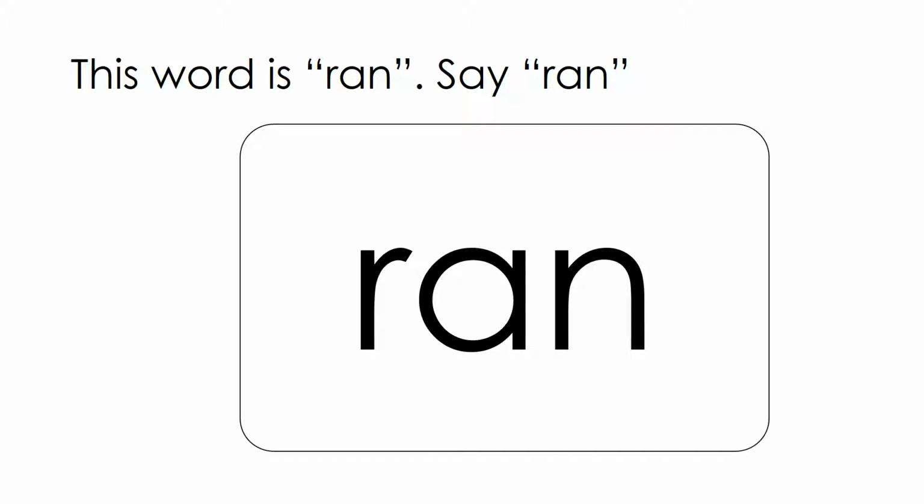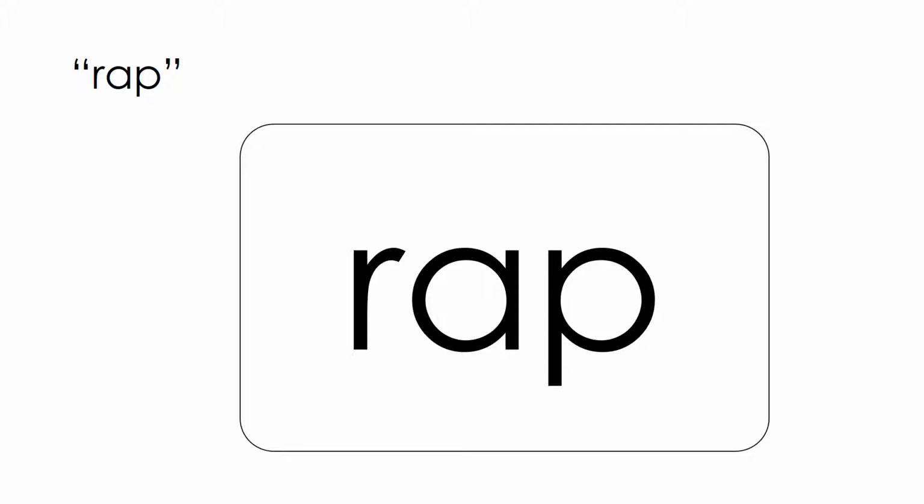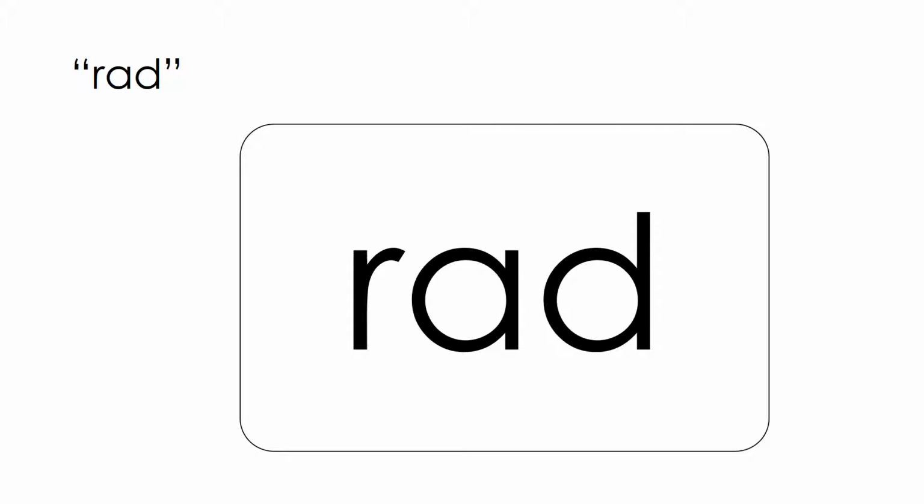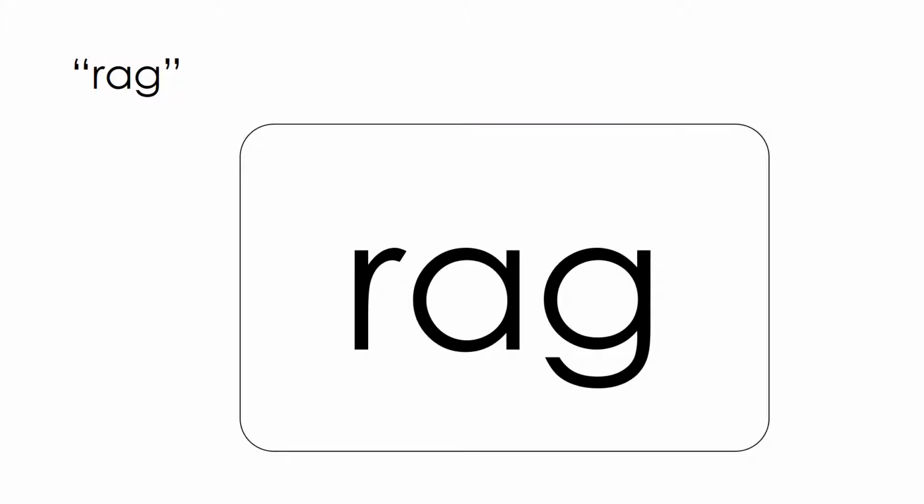This word is ran. Say ran. If you change the n in ran to p, what word do you have? Wrap. If you change the p in wrap to d, what word do you have? Rad. If you change the d in rad to g, what word do you have? Rag.